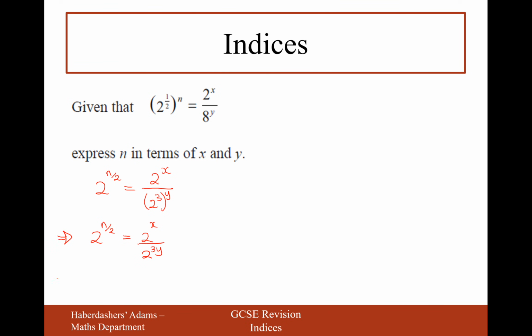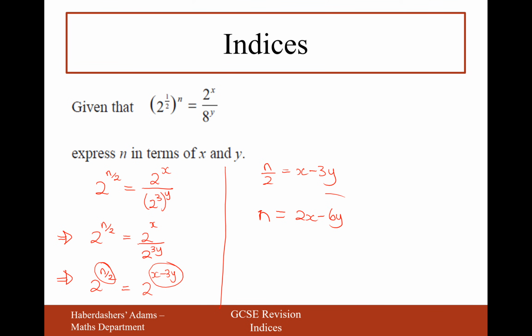So this is on the next line. On the next line is going to be 2 to the n over 2 equals, now I'm going to subtract the indices because they're being divided here, 2 to the power of x minus 3y. Now I've got the same base on both sides, so I can equate the indices on the left and the right. So it's going to be n over 2 equals x minus 3y. And then multiply everything by 2 to get rid of the divide by 2 on the left. That's going to make it 2x minus 6y. So there we are, that's the answer for this question here.